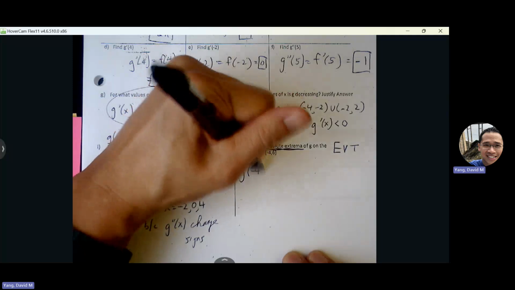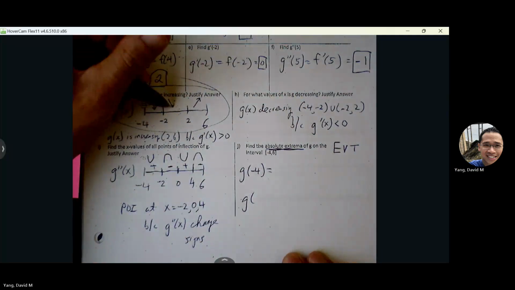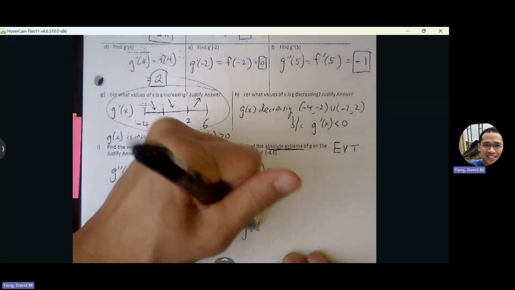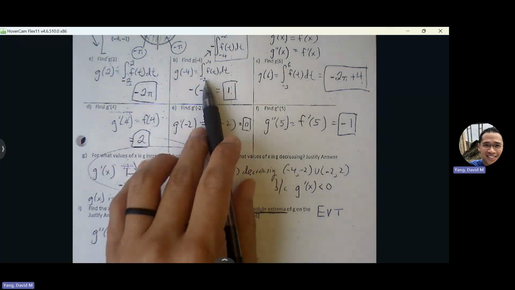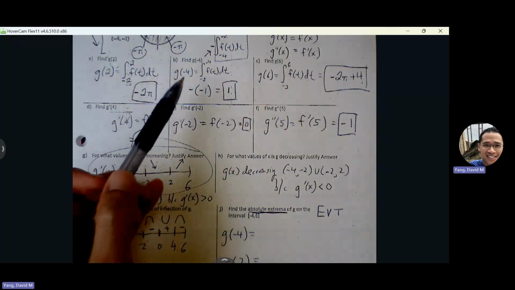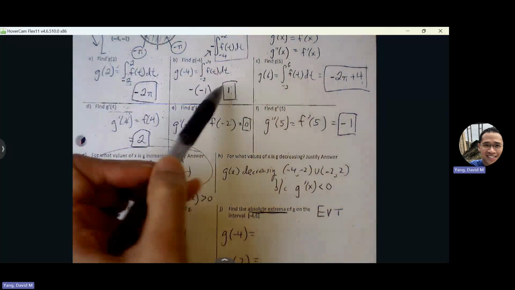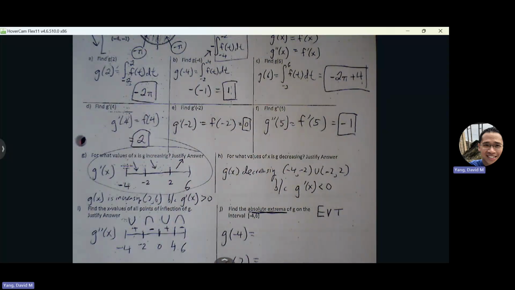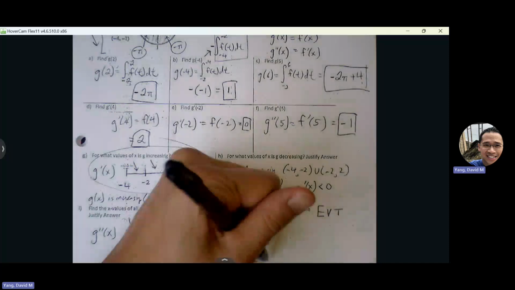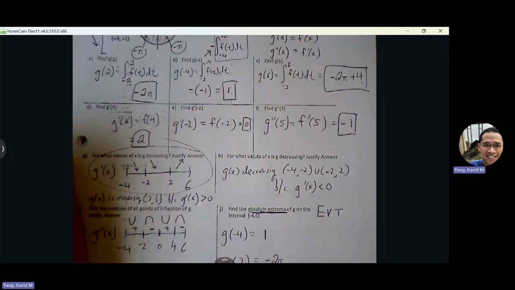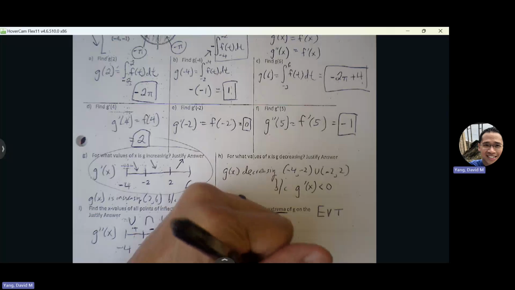So they go back into your definition for G. So we want to find G of -4. We want to find G of 2. And we want to find G of 6. We may already have some of these values that we gathered from before. I think we already have G of 2, G of -4, and G of 6. So we already have all these values. So that's great. We can reuse them to help us find our values. So G of -4 is 1. G of 2 is negative 2 pi, and G of 6 is negative 2 pi plus 4.